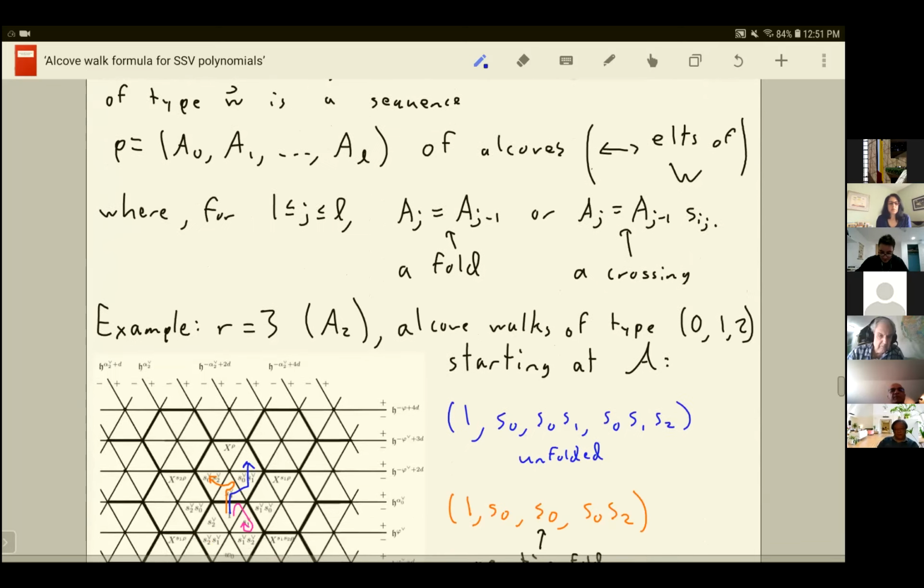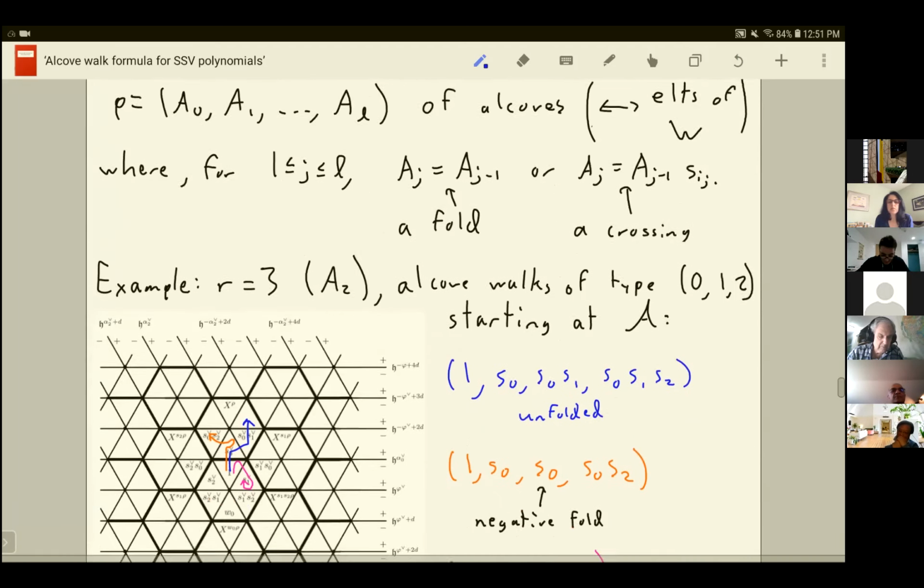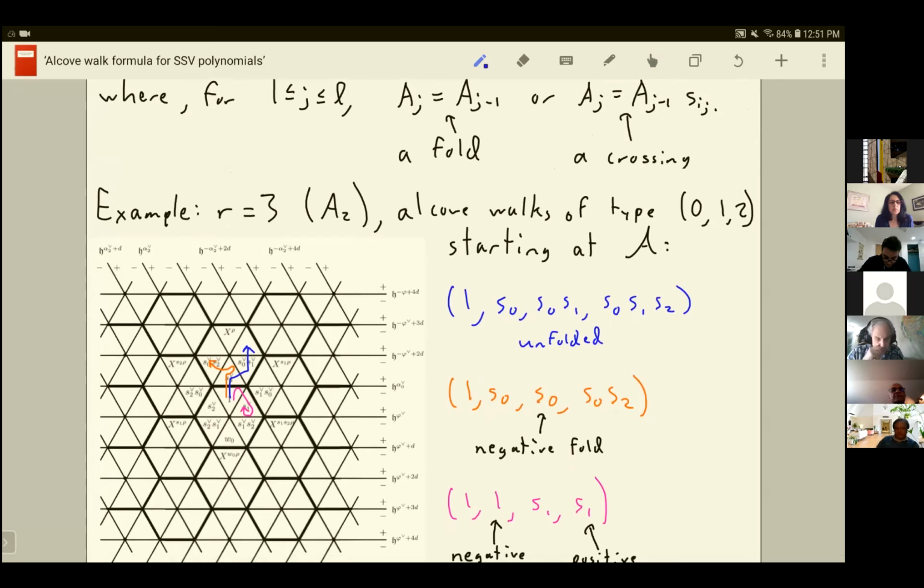So we're going to consider an alcove walk of type 0, 1, 2, starting at the fundamental alcove. Here's my picture. If you see that blue path, it starts at the alcove 1, then goes to S0, then to S0 S1, and then to S0 S1 S2. So we have this sequence of alcoves all adjacent to one another. Each one is either one step away from the next, or it's the same as the next. I call this unfolded because every step is different from the previous one. Or I don't call it that, Ram and Yip call it that, and I imitate them.